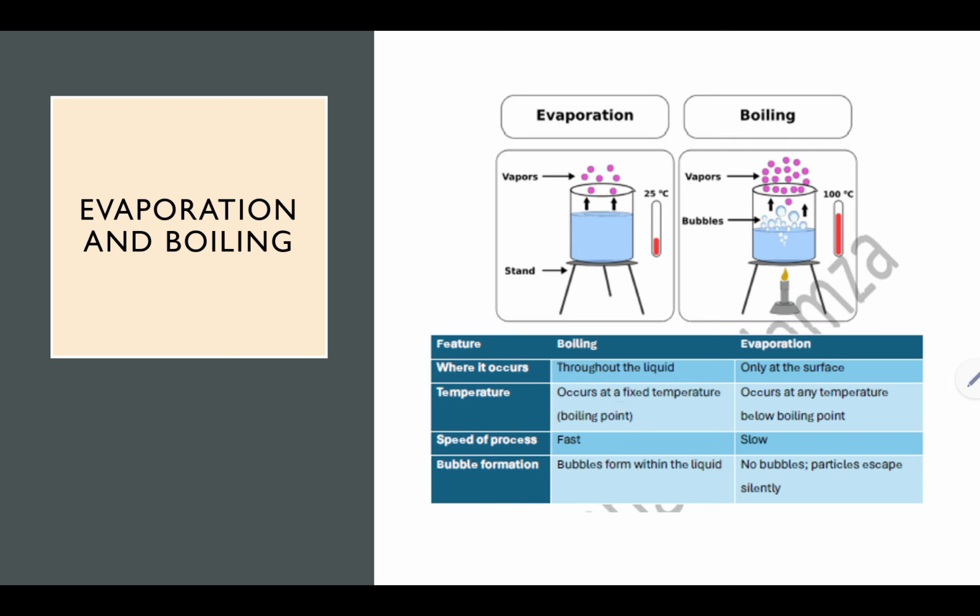So the difference between boiling and evaporation is that boiling happens throughout the liquid, evaporation happens at the surface. The temperature for boiling is at the boiling point. Evaporation can happen at any temperature, even below the boiling point. Boiling is fast, evaporation is slow. Boiling causes formation of bubbles, while evaporation doesn't.